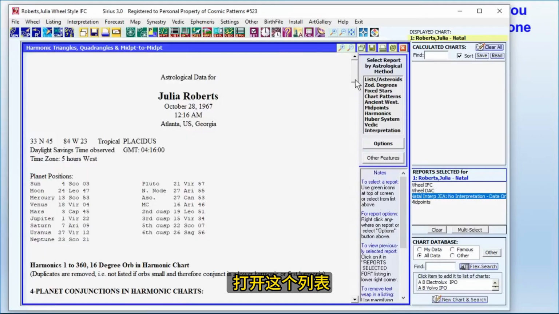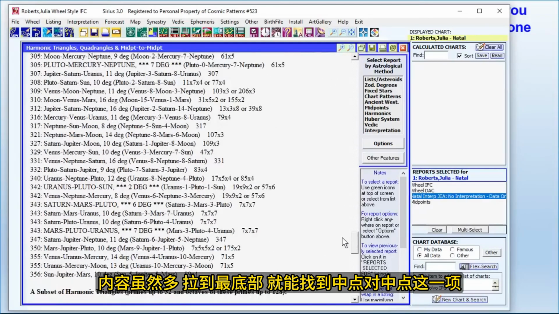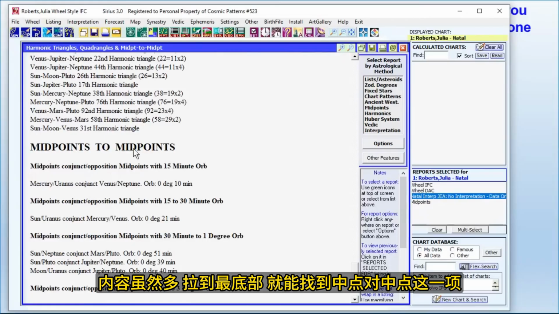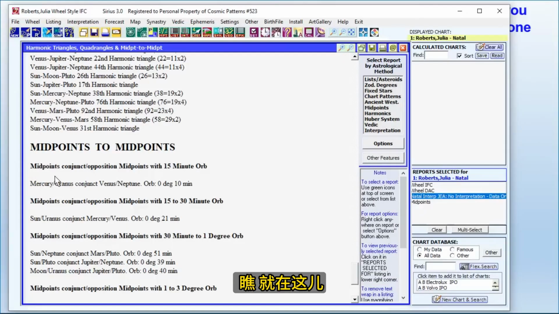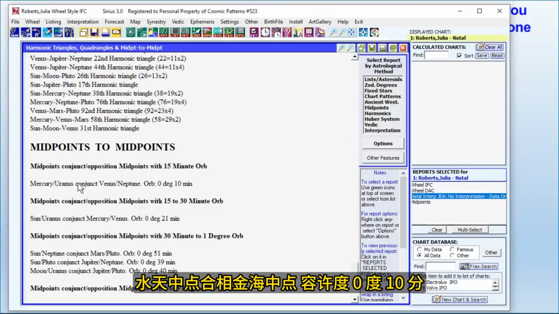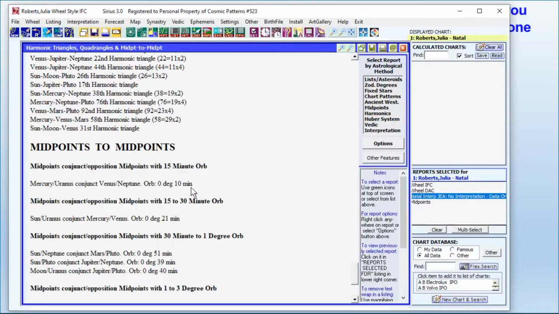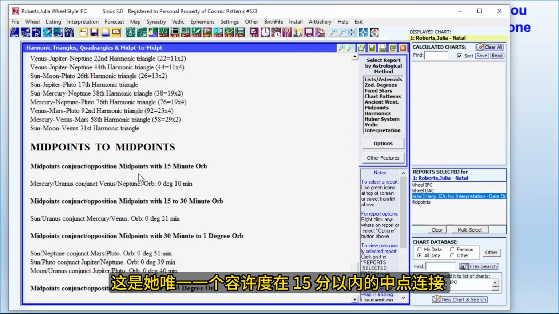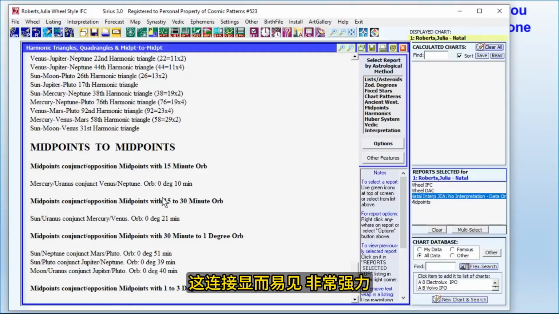So if we pull this up and just scroll all the way to the bottom, there's all kinds of stuff in here. You'll find the midpoint to midpoint, and there it is. Mercury-Uranus midpoint, conjunct the Venus-Neptune midpoint, orb, 0 degrees, 10 minutes. So that's the only midpoint she has with an orb under 15 minutes. And those are the ones that are clearly there. I mean, they're clearly strong.